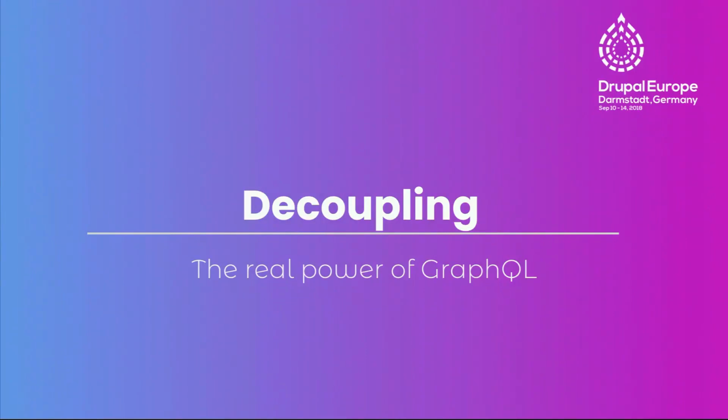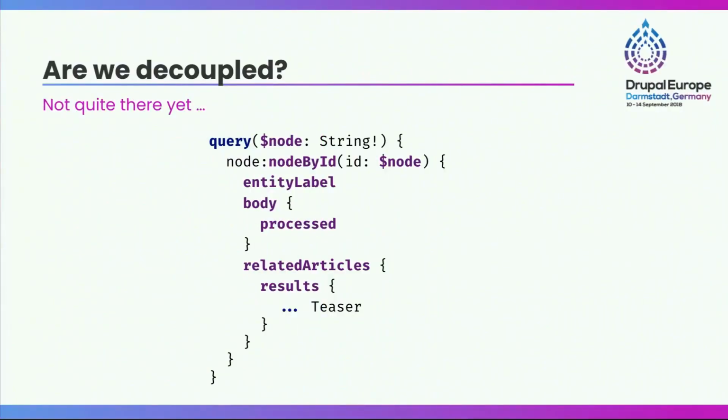So, as we've heard, decoupling is the real power of GraphQL. It's not about having fewer HTTP round trips, or being able to define which fields I want or which name they have. The real power of GraphQL is that you can semantically decouple your front end and your back end. This front end may also be in the back end, as with Twig. But are we decoupled yet?